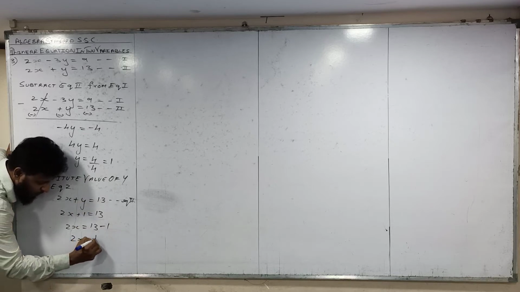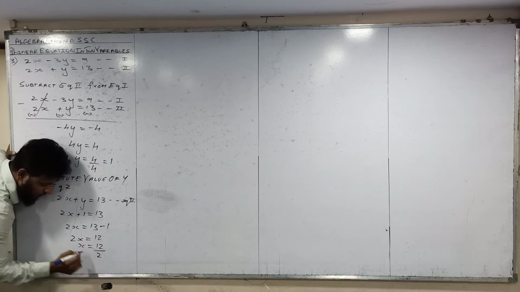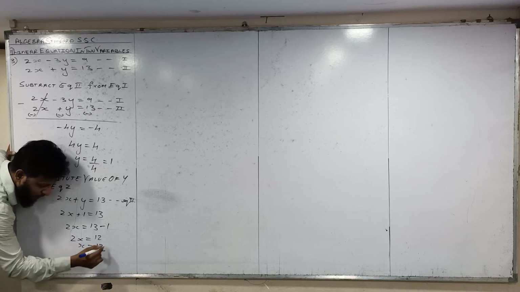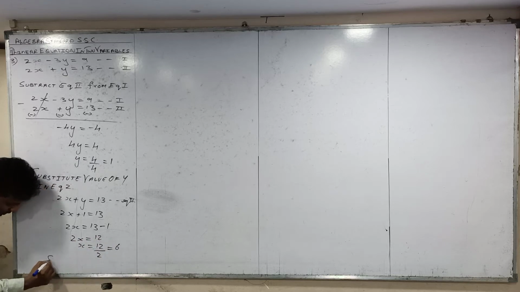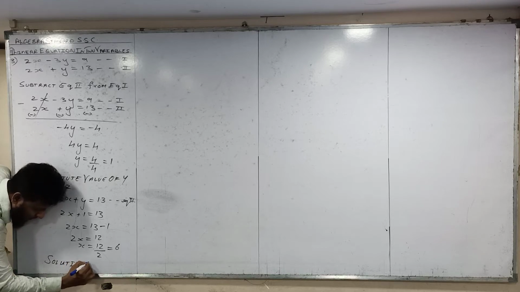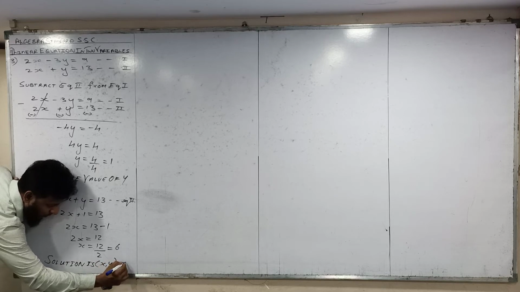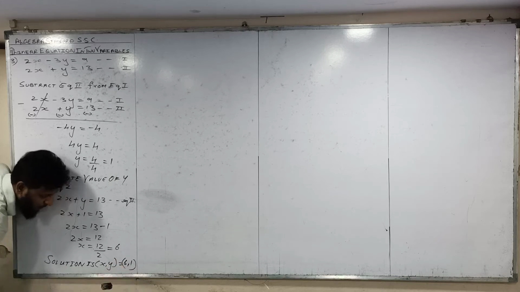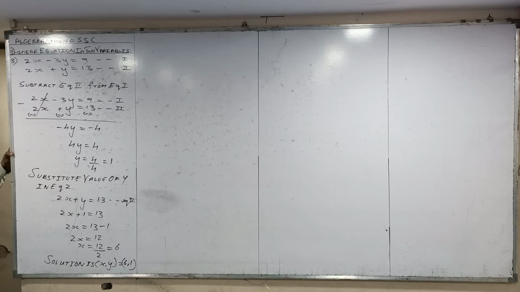2x is equal to 12, x is equal to 12 upon 2, so 2 will come in divide, it is in multiply. 2 ones are 2, 2 sixes are 12, so the value of x is equal to 6. So the solution xy is: the value of x is 6 and the value of y is 1. Okay, so the value of x and y is 6 and 1.